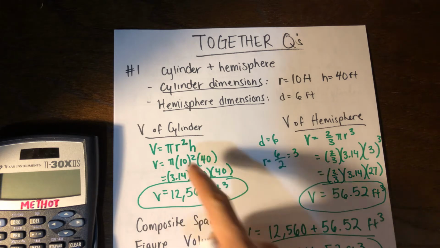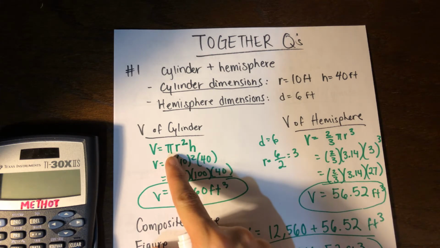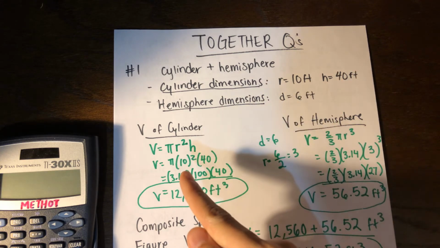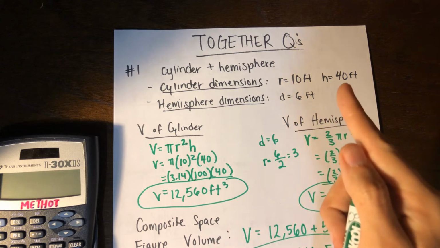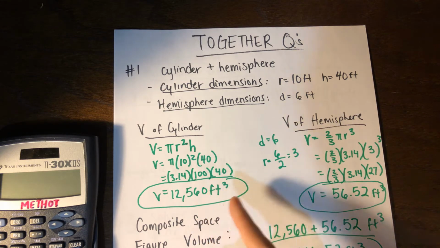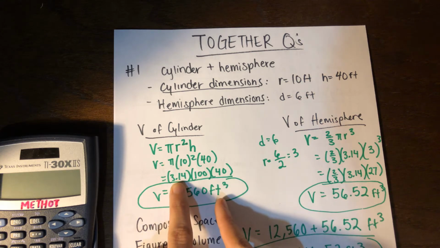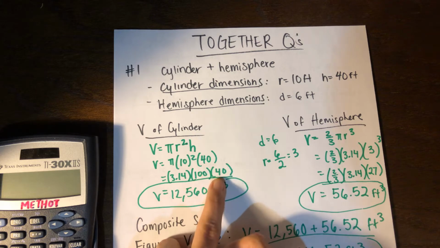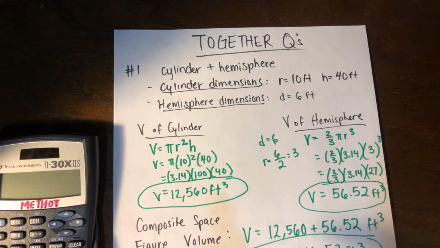I take my formula for the volume of a cylinder and I'm going to plug my values in. So R is 10, so it goes in there, and then H is 40, so it goes right in there. Then I simplify it. Pi is 3.14. 10 squared is 100, 10 times 10, and then 40, bring it down. Multiply these three numbers together, and I get 12,560 feet, and it's cubed because it's volume.